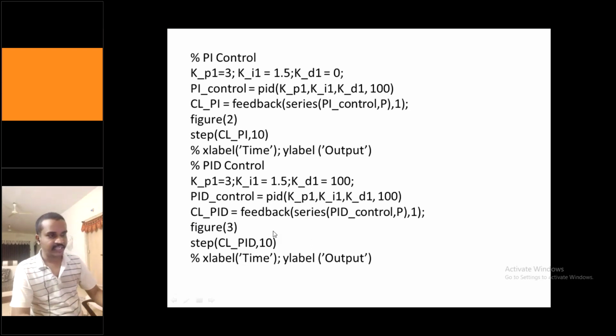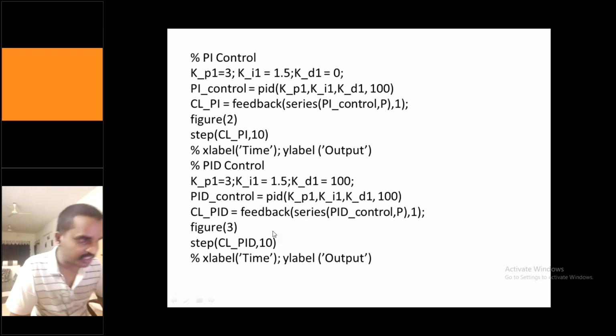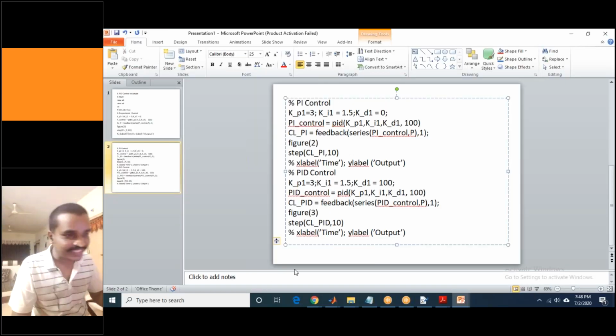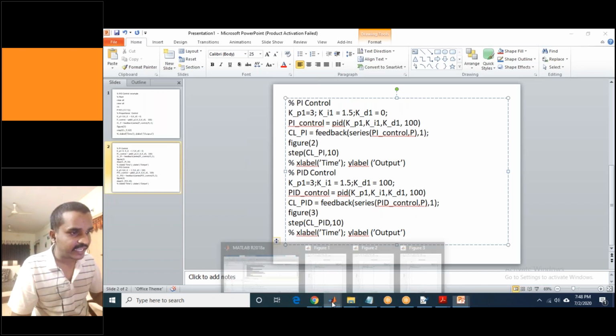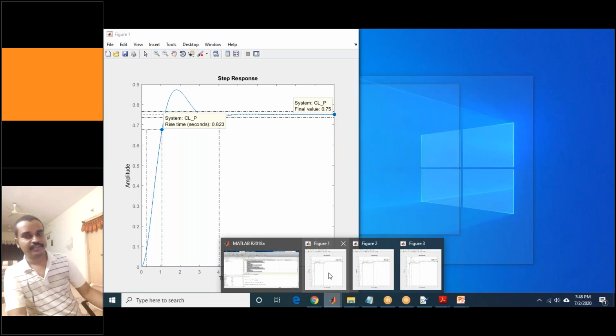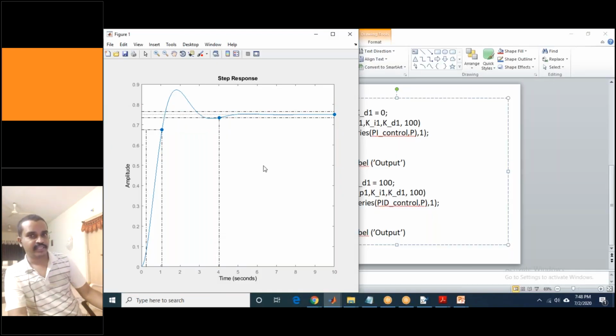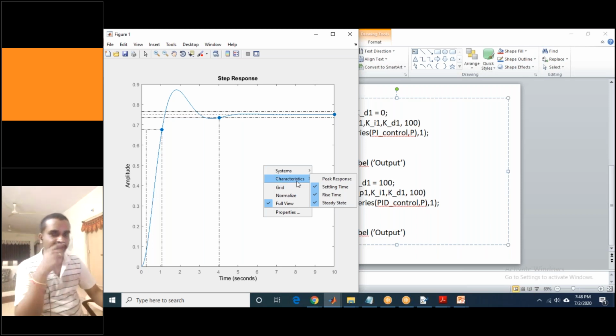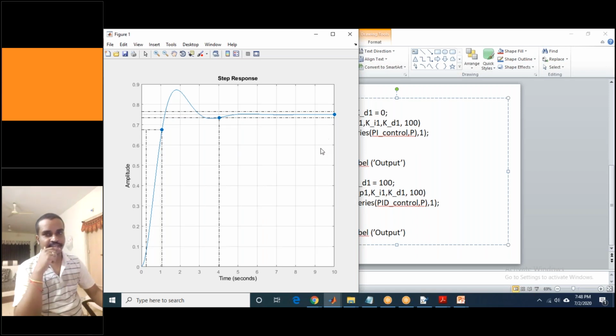Okay. So this will give the three particular figures. The first one is what you have seen. So if you run this code, you will be getting the three responses. So this is by default the step response. I think it has not yet appeared. So if you right click, then the characteristics, if you see, it will show by default the peak response, settling time, rise time, steady state error, and if you want to grid it, you grid, and various options you can use. Okay, so this is about the code.